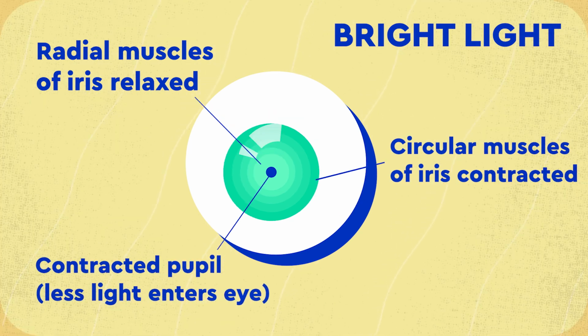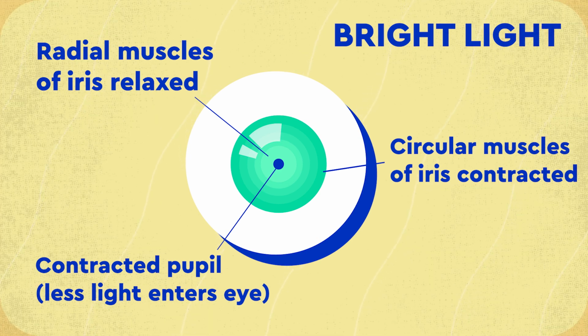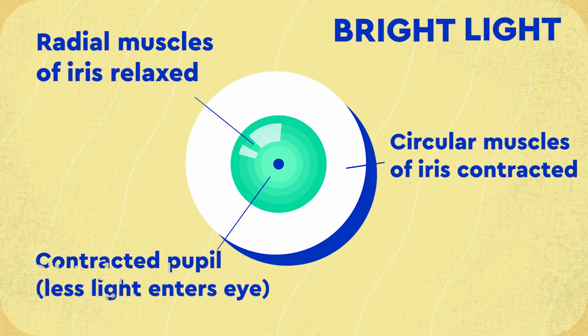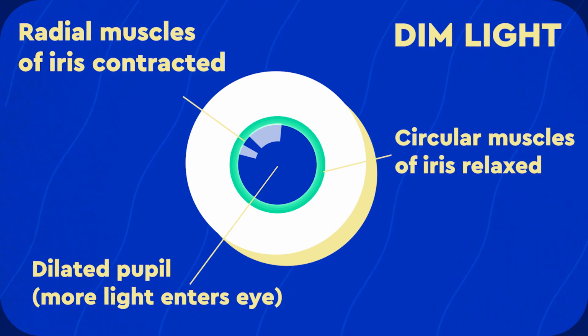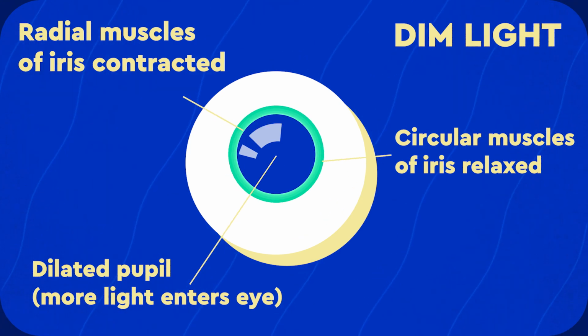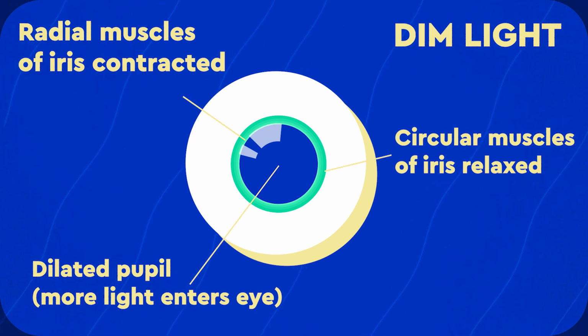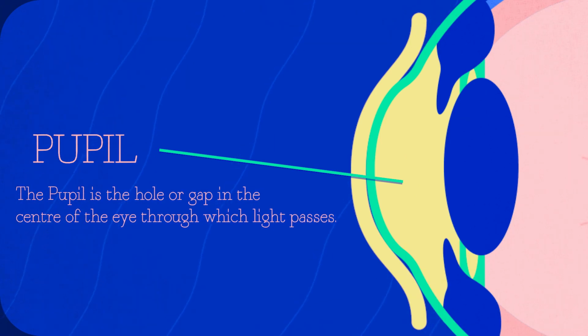In very bright light, the circular muscles contract and the radial muscles relax. This causes the pupil to become very small and restricts the amount of light that can enter. In dim light, the opposite happens. The circular muscles relax and the radial muscles contract, making the pupil bigger, allowing more light to enter. The pupil is the hole or gap in the centre of the eye through which the light passes.